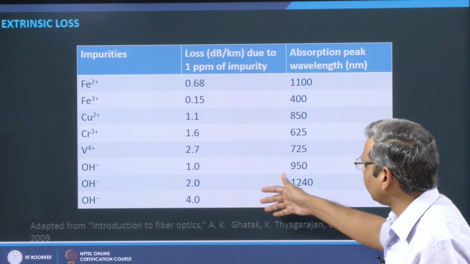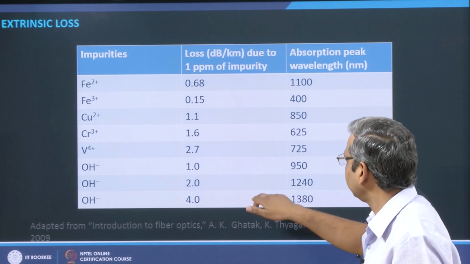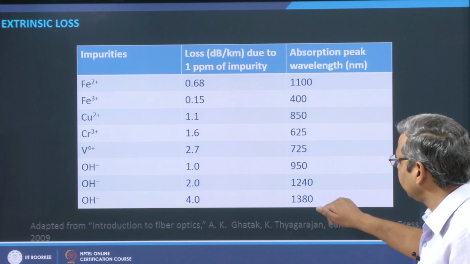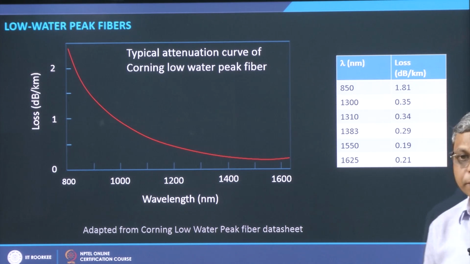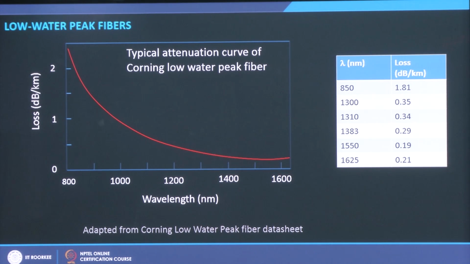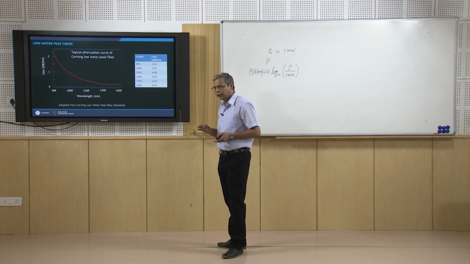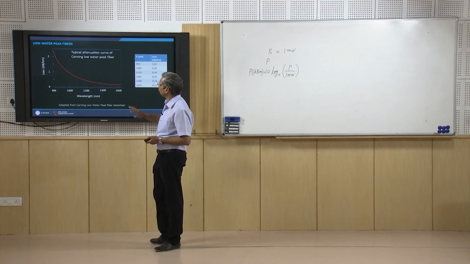very large water peaks here. Okay, out of 3, these 2 are very large. At 1240, 2 dB per kilometer, and at 1380 it is 4 dB per kilometer due to 1 ppm of impurity. But now tremendous advancement has taken place, and people have now got rid of most of the impurities and even the water.